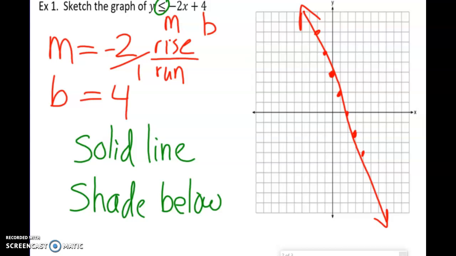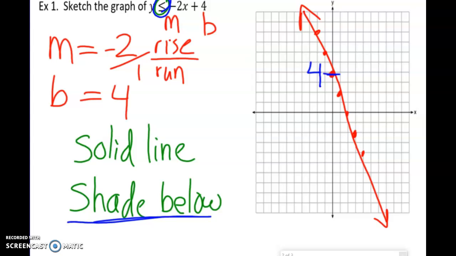So there's one more step, and that is how we shade. So let me talk about how to shade. Look at the y-intercept. We said that this was positive 4, right? So the symbol was less than.